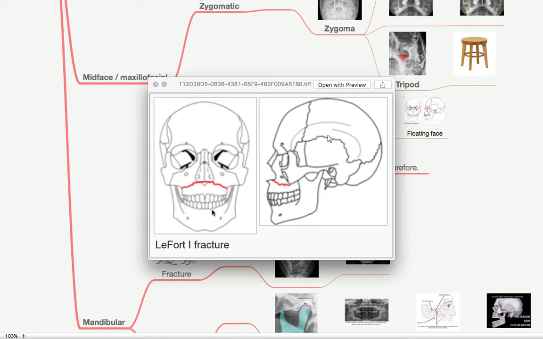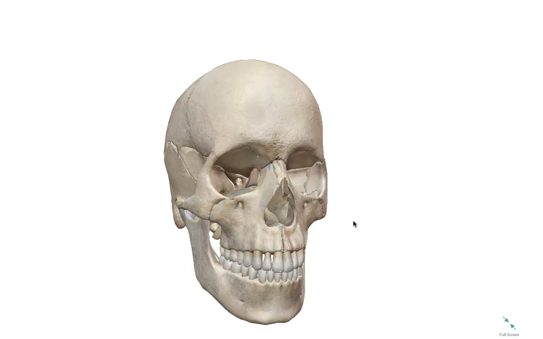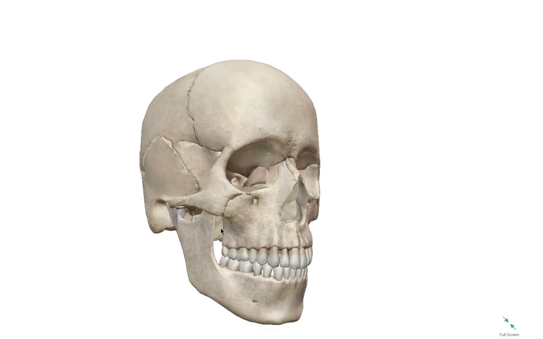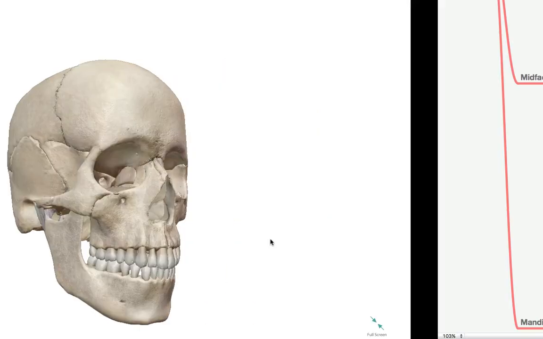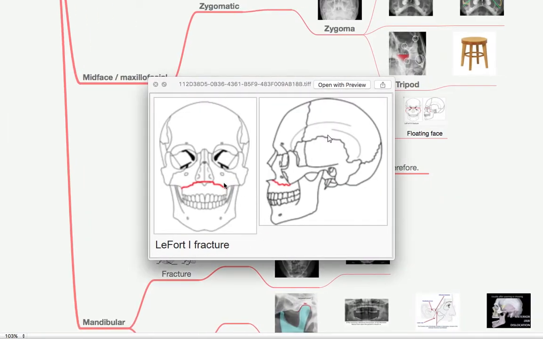So a Le Fort 1 fracture is where you have a disruption of the maxilla below the nose itself, below the nasal cavity. So that would be a fracture running through this area here. And if you can imagine, if you've disrupted this entire area, the upper palate may just dissociate, and what you have is a floating palate.